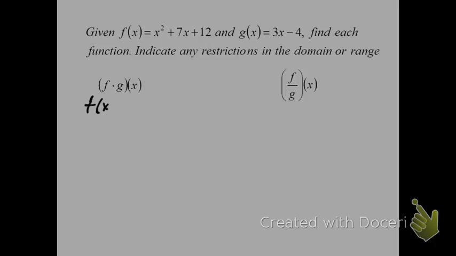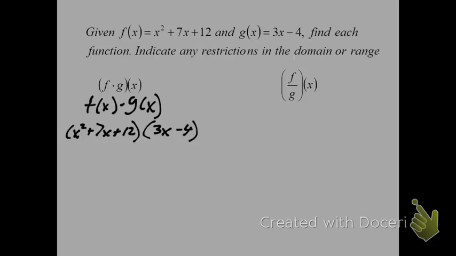So f of x, you don't have to show this step here, but just for today I'm going to, times g of x, so you have x squared plus 7x plus 12 times 3x minus 4, and you're just basically going to distribute that through. So 3x times x squared plus 7x plus 12, minus 4 times x squared plus 7x plus 12, then run through your distributes.